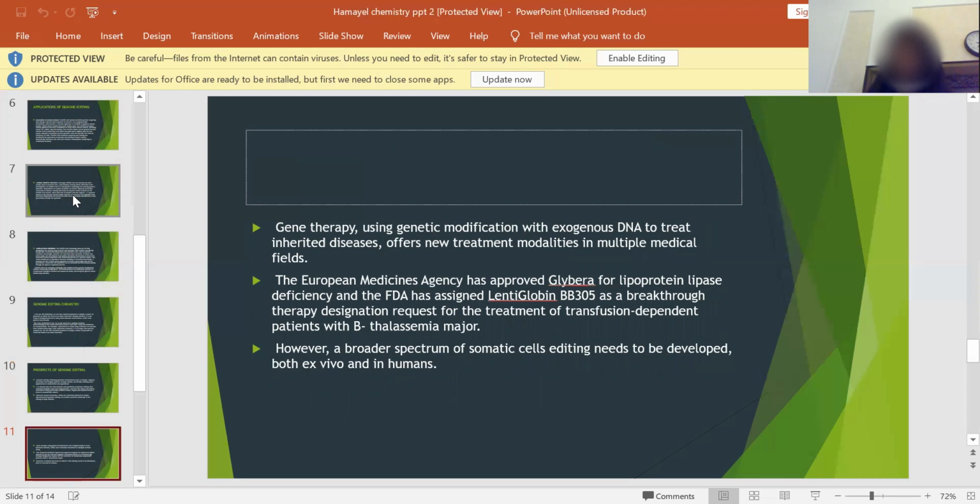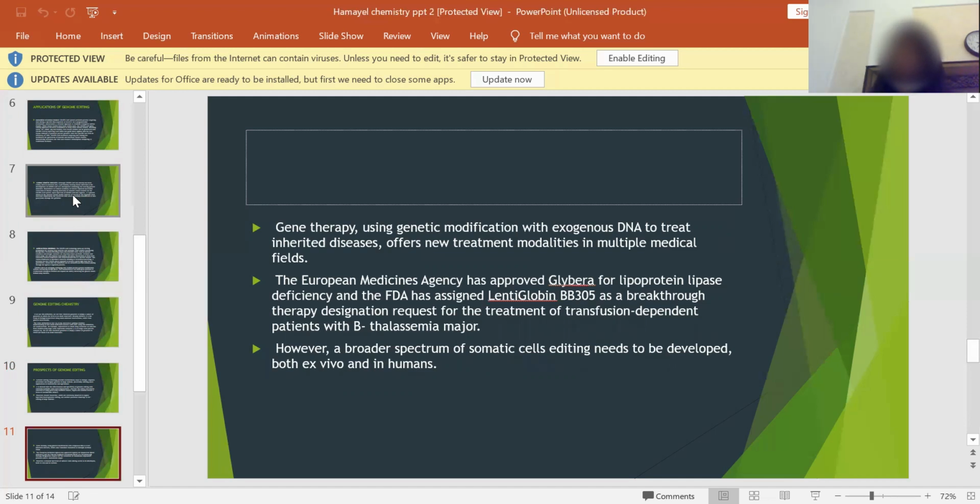Next is gene therapy, using genetic modification with exogenous DNA to treat inherited diseases, which offers new treatment options in multiple medical fields. The European Medicines Agency has approved Glybera for lipoprotein lipase deficiency, and the FDA has assigned LentiGlobin BB305 a breakthrough therapy designation for the treatment of transfusion-dependent patients with beta thalassemia major.